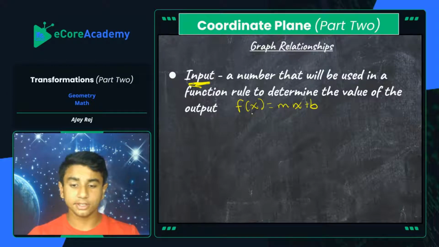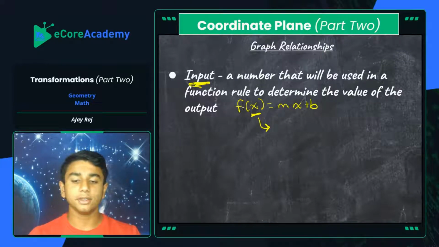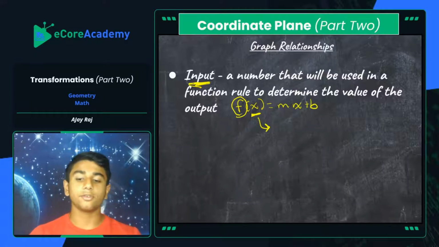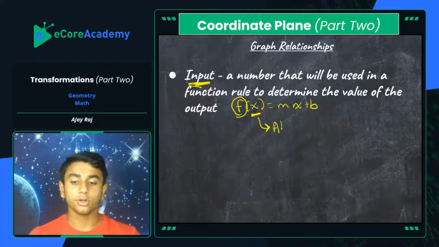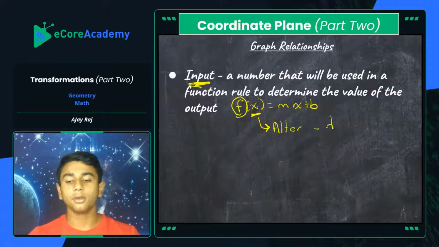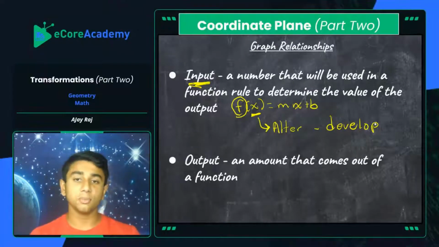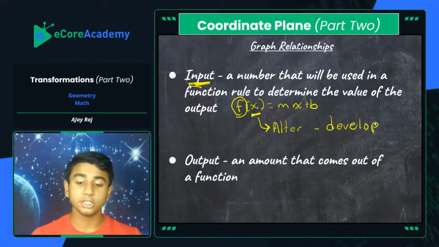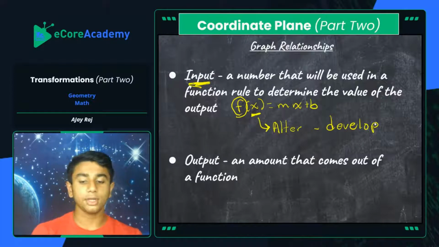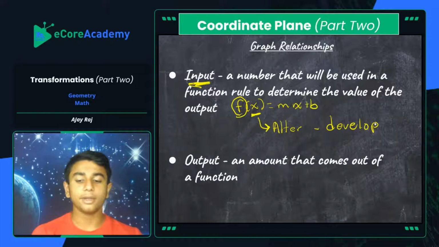And your input is this x value here. So x is basically what you're putting into the equation, and f of x is the altering point of what's going to happen to this. f represents the function, which is basically this equation out here, m and b, and you're going to somehow, in some manner, alter it to develop a new answer, and that answer will then be your output, which is going to be some kind of change. Not necessarily always a change, but it's going to be some kind of altering of the original status of the input to develop an output, which is an amount that comes out of a function after the input has been given into the function equation.